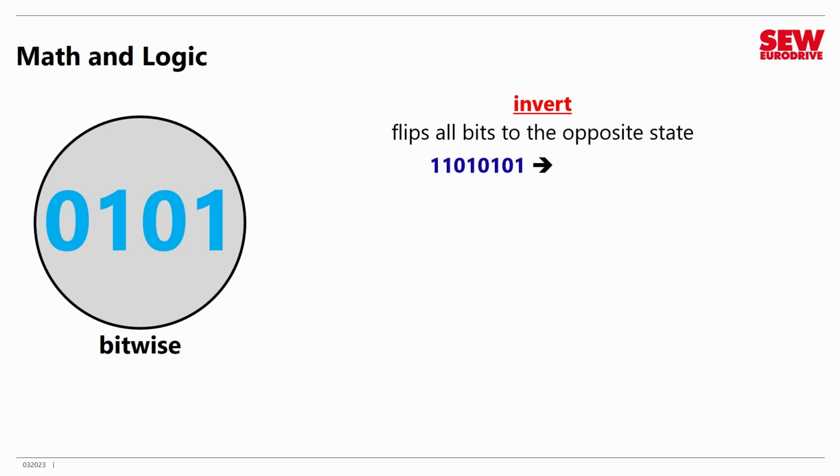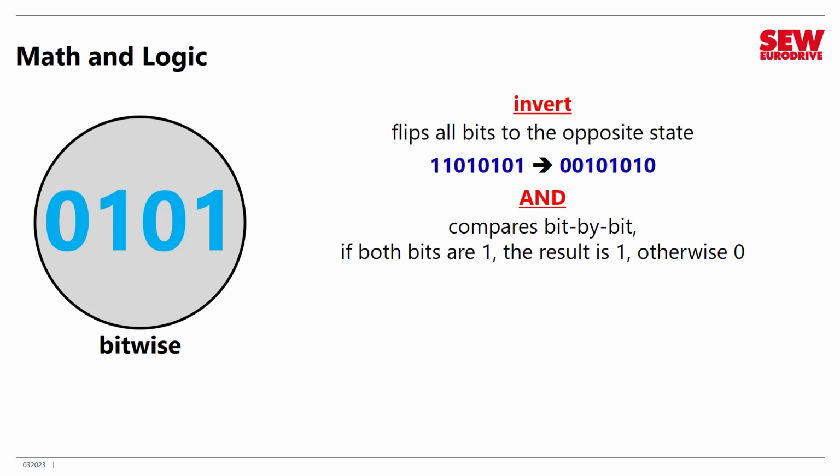Here's an example. Let's say we have this value and we say invert it. You can see everything is just changing to its opposite. So there you go. That's an inversion. Pretty simple. And we have AND.